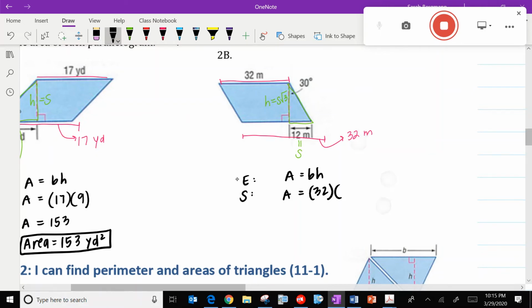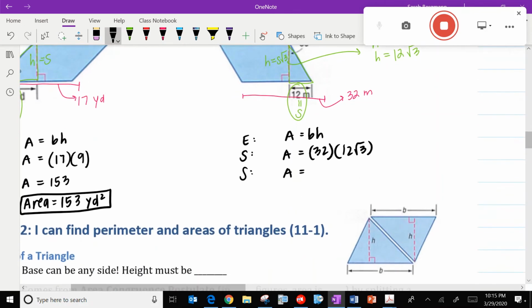The height, since S is equal to 12, that means that my height, since height is equal to S radical 3, I plug in 12 for S. So I get 12 radical 3 for the height. Next is solve, so I multiply this out in my calculator, and I get 665.108. And for an A plus, I need an answer plus units. So the area equals 665.108 meters squared.